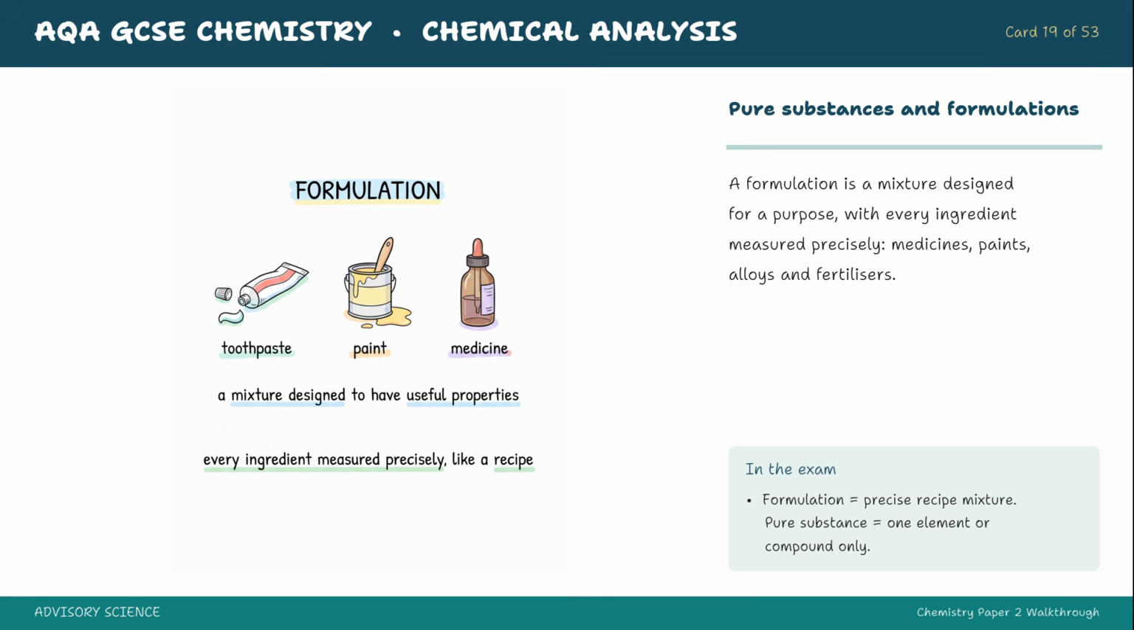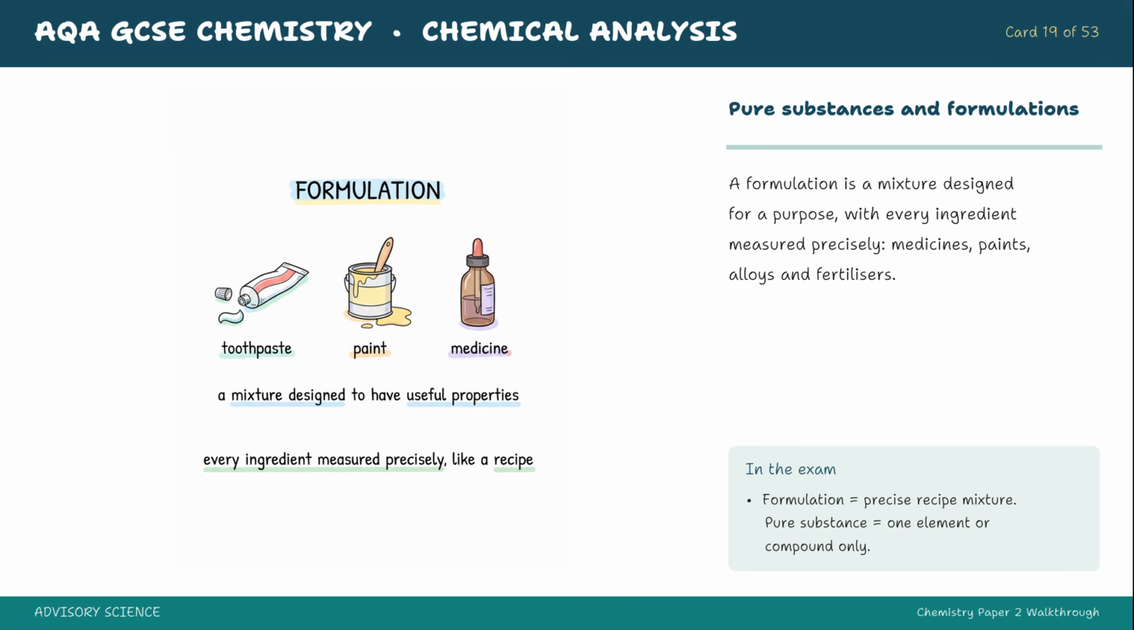It will melt or boil gradually over a wide range of temperatures. A formulation is a very specific type of mixture that's been carefully designed as a useful product. In a formulation, every single ingredient is measured out precisely to ensure the product has the exact properties required. Examples include paints, medicines, alloys, and fertilisers.